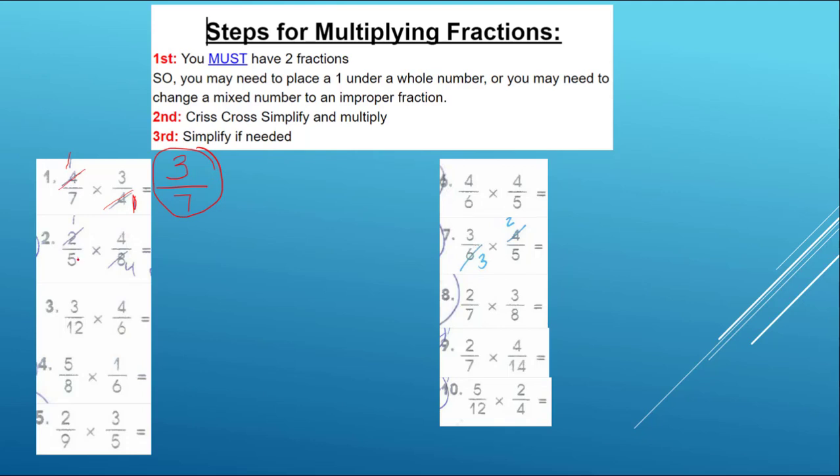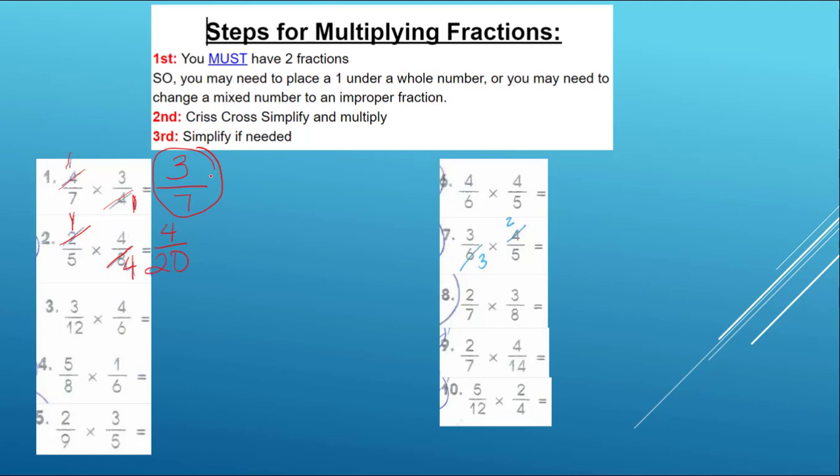Our next one, we have 2/5 times 4/8. We already have two fractions, so now we're going to see if we can crisscross simplify. We can on the 2 and the 8. What can both of those be divided by? Well, they can both be divided by 2. 2 divided by 2 is 1. 8 divided by 2 is 4. So now we can multiply. 1 times 4 is 4. 5 times 4 is 20.